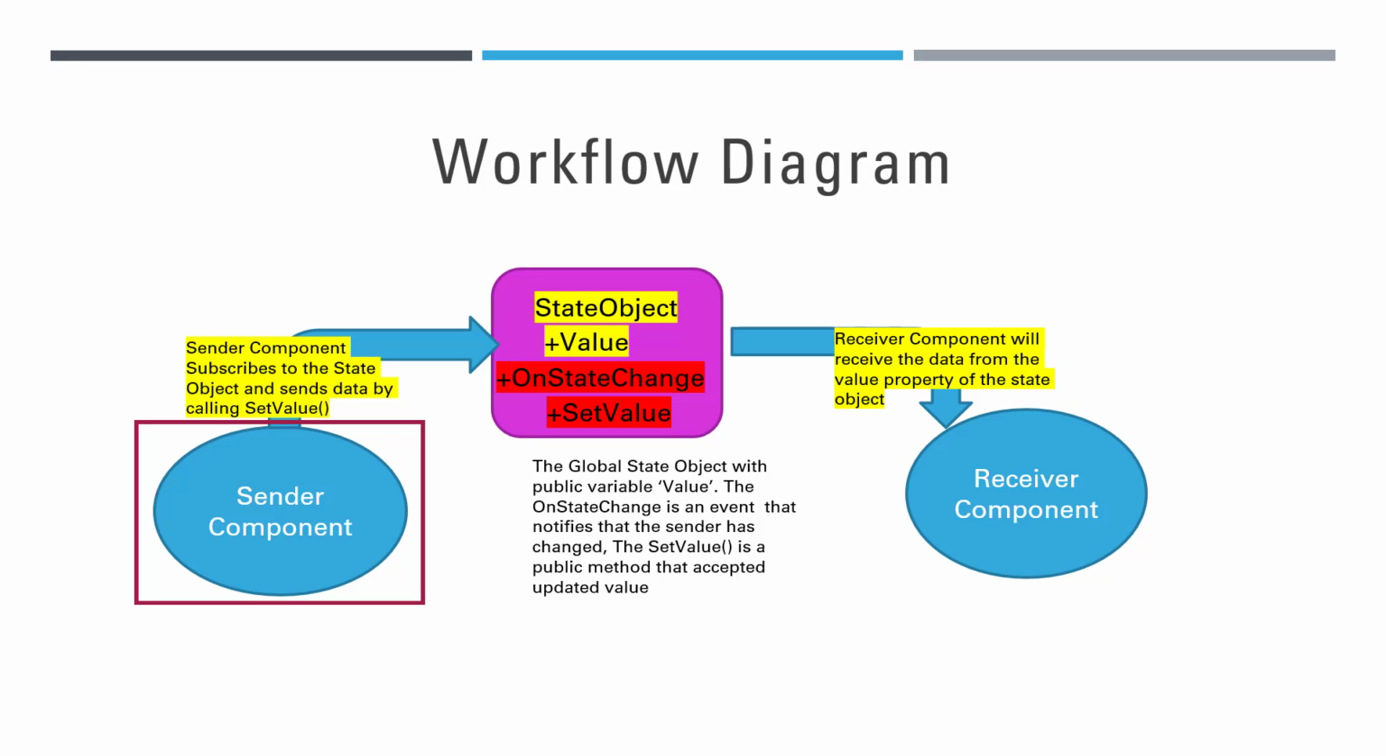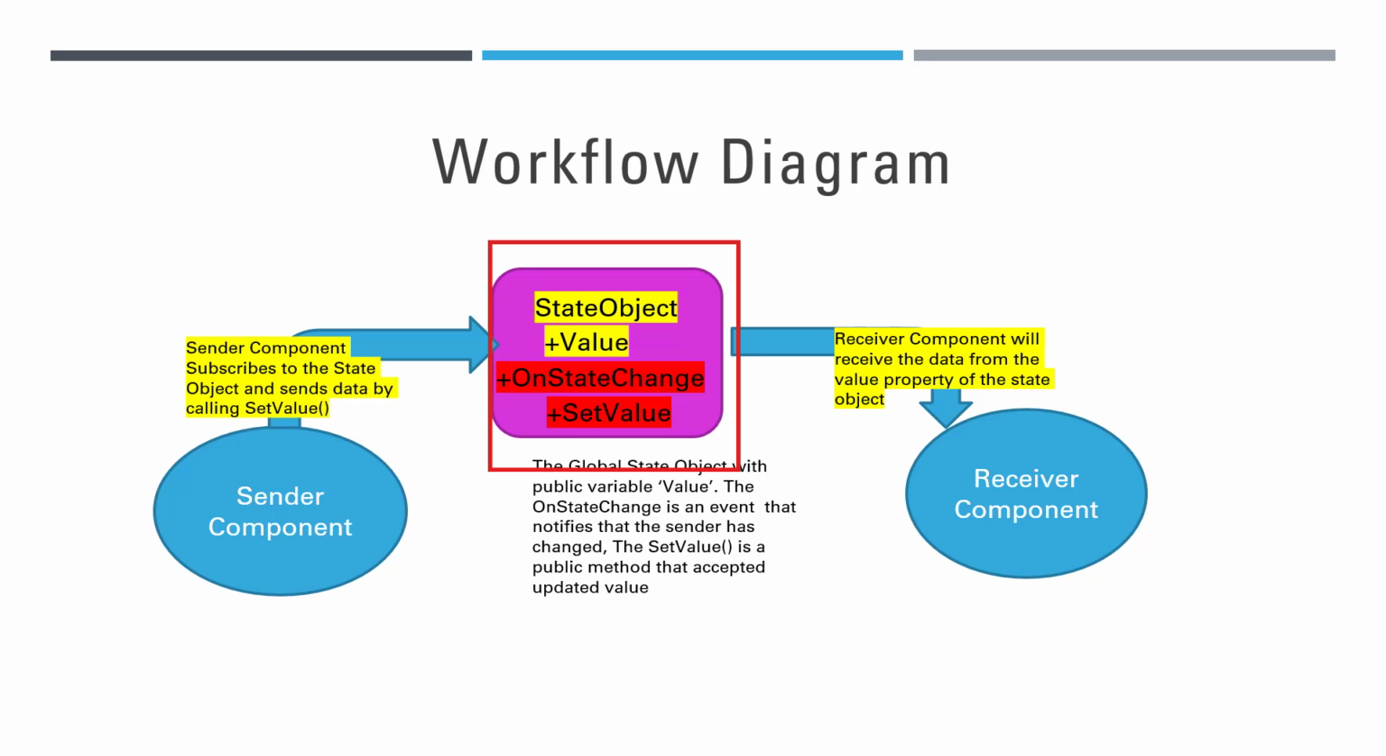Now the public method in this object, which is the set value, will be accessed by the sender component to send the new state to the global object. Once the state is changed in the global object, the other receiver component can subscribe to the global state object and receive the modified state. That is in a nutshell. So let's switch over to Visual Studio now.